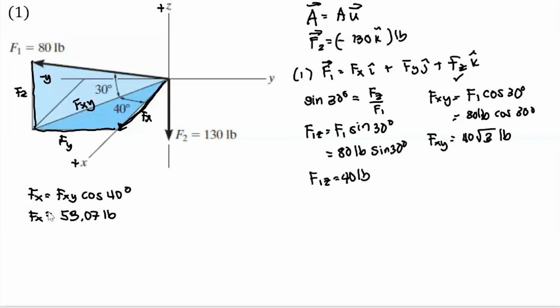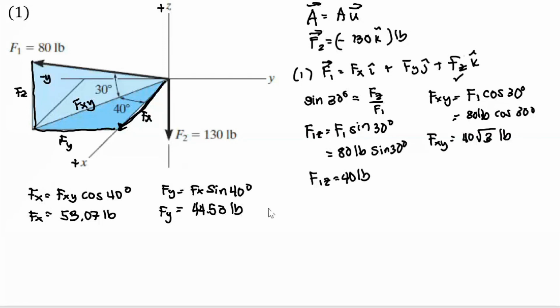How about for Fy? Fy is equal to Fxy again, the hypotenuse of the darker triangle, then that is opposite of 40, so that is sine 40 degrees. And that will be Fy is 44.53 po. 44.53. Good. And that is pounds.